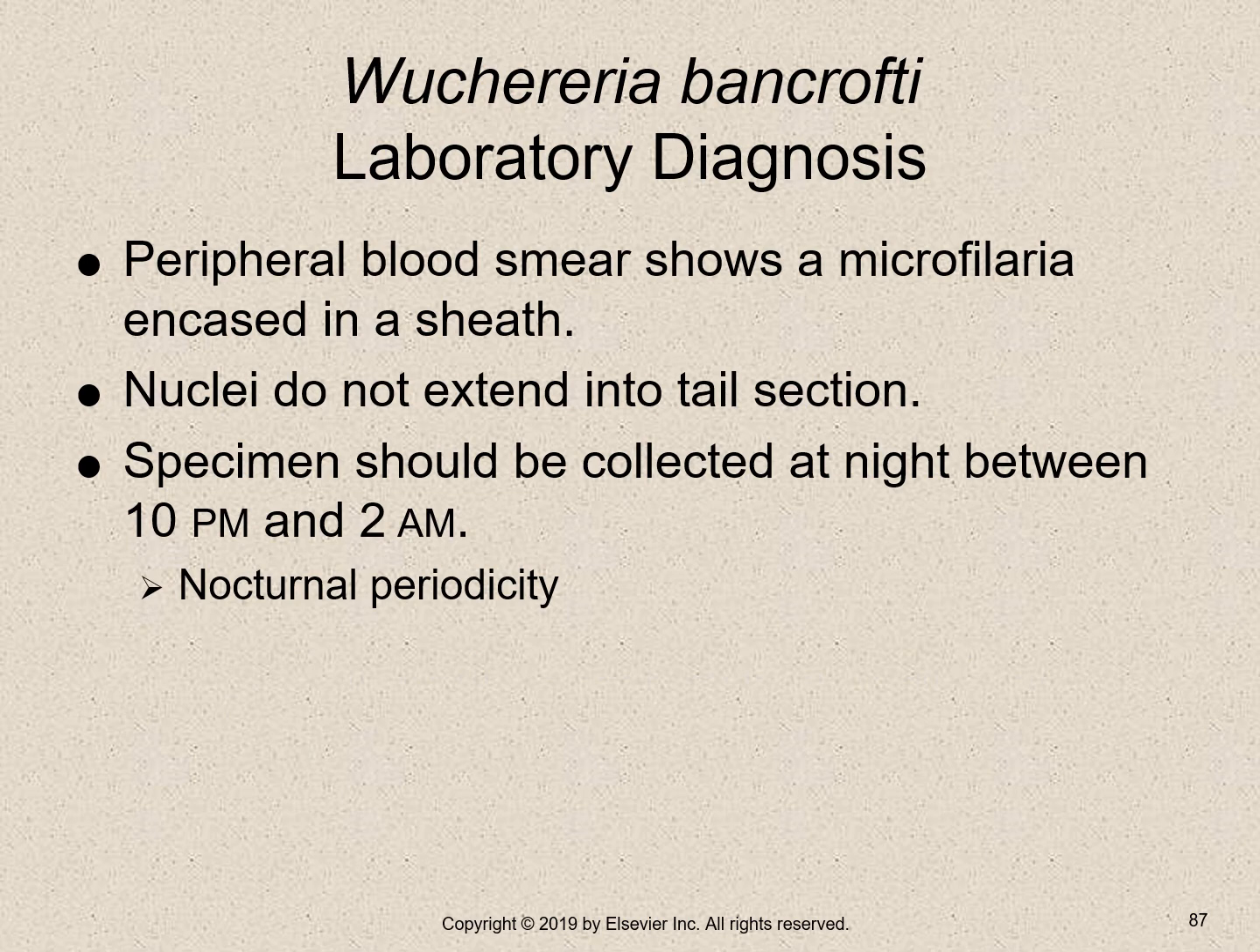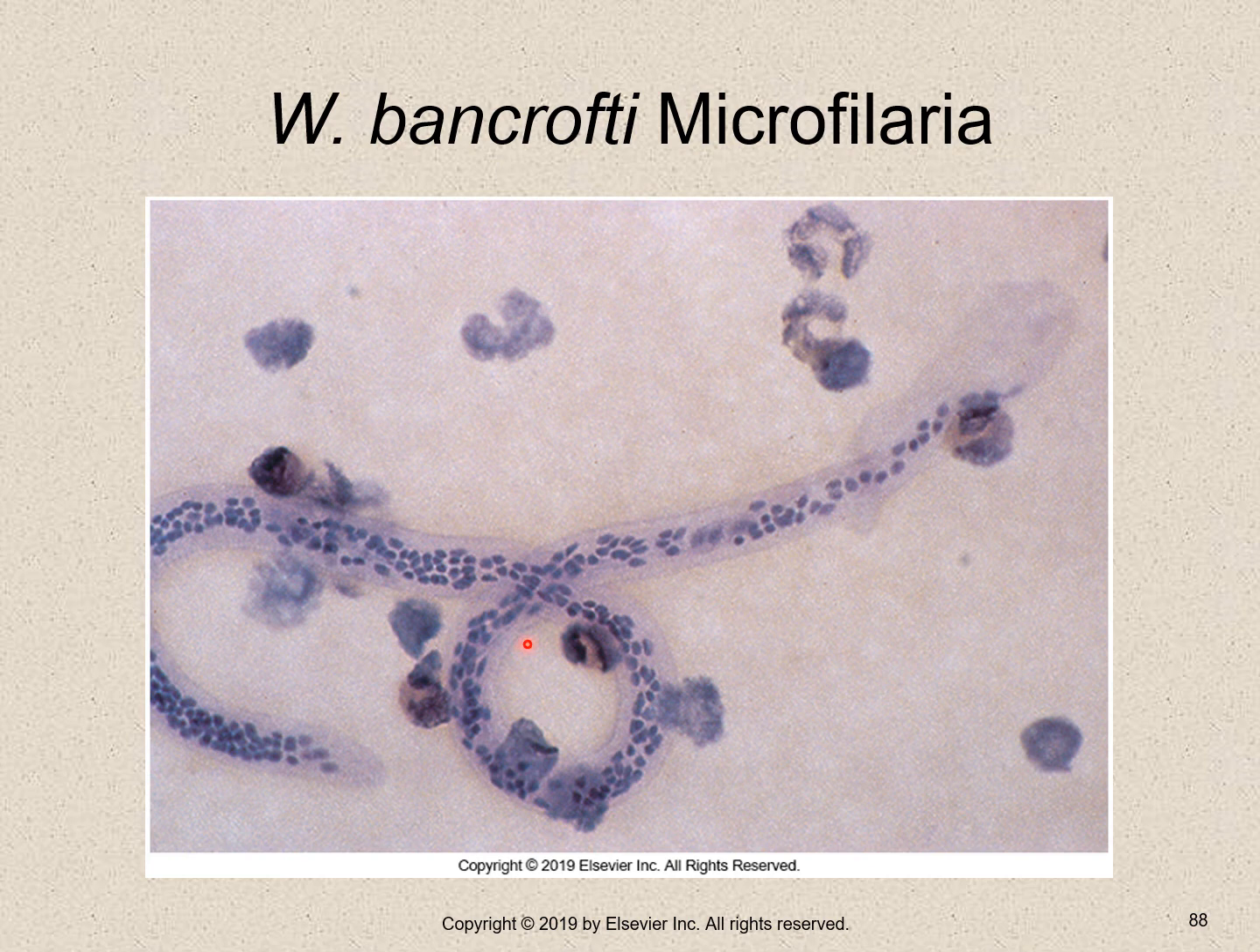Wuchereria bancrofti microfilariae can be observed in peripheral blood smears, and they're encased in a sheath. These microfilariae have nuclei that do not extend into the tail, and specimens should be collected at night between 10 p.m. and 2 a.m. since these organisms are nocturnal. So this is a Giemsa stain of Wuchereria bancrofti, showing the sheathed appearance of the microfilariae and how the nuclei do not extend to the tip on both sides. So here and at this end as well, the sheath folds over and no nuclei extend there.